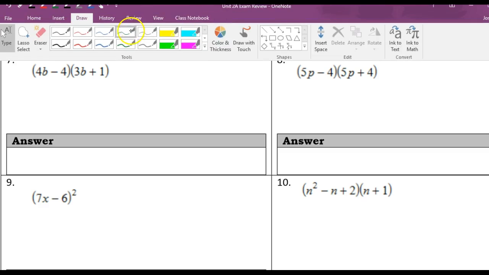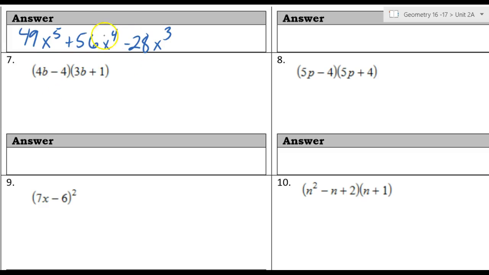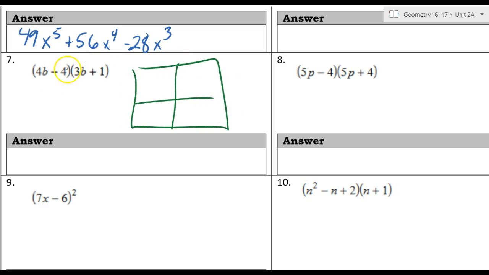Well, now the difference in number 7 is I don't have a monomial times a polynomial. I have two binomials. And when I have two binomials, we want to create our box. We want to put our terms from the first one at the top. It doesn't actually make a difference whether you put the first parenthesis at the top or the bottom. The second one goes down here on the side. And what we're going to do is multiply these terms to fill in the box.